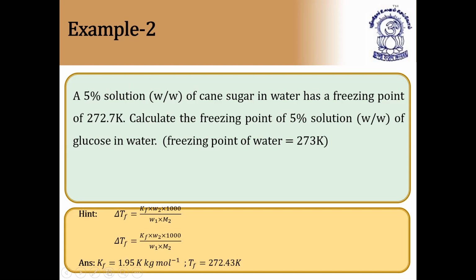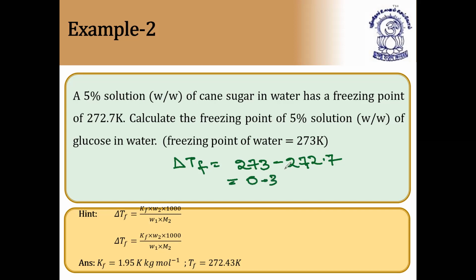So again, I'm solving here. Just note it down. Delta Tf is equal to, from the first case, because they have not given Kf. Delta Tf value is how much? 273 minus 272.7. It is coming around 0.3. So 0.3 is delta Tf.